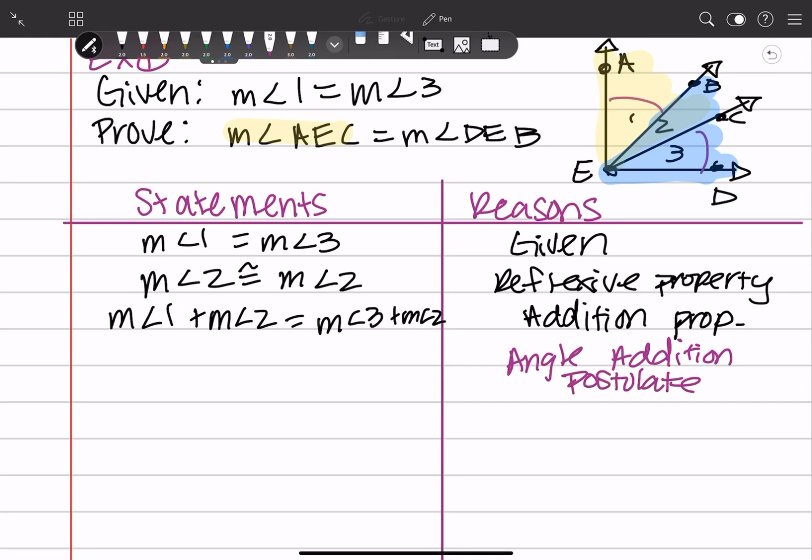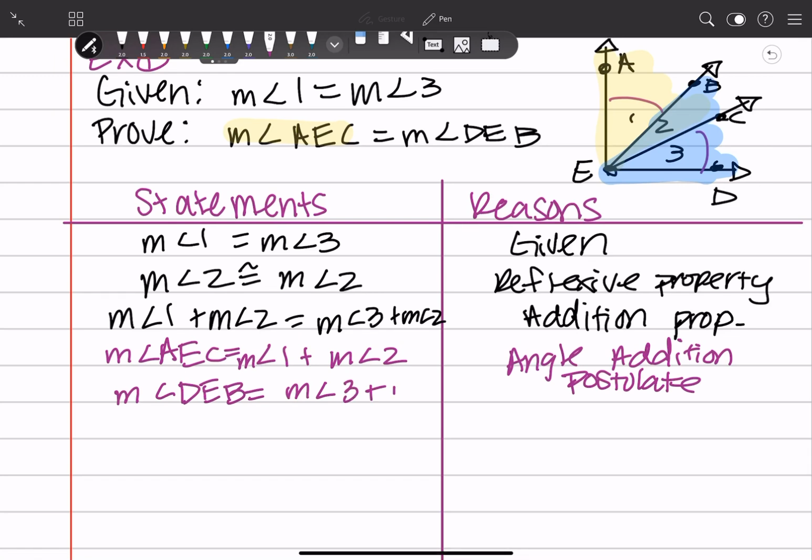So what that means is we can say that the measure of angle AEC is the measure of angle 1 plus the measure of angle 2. We can also say that angle DEB is equal to the measure of angle 3 plus the measure of angle 2.